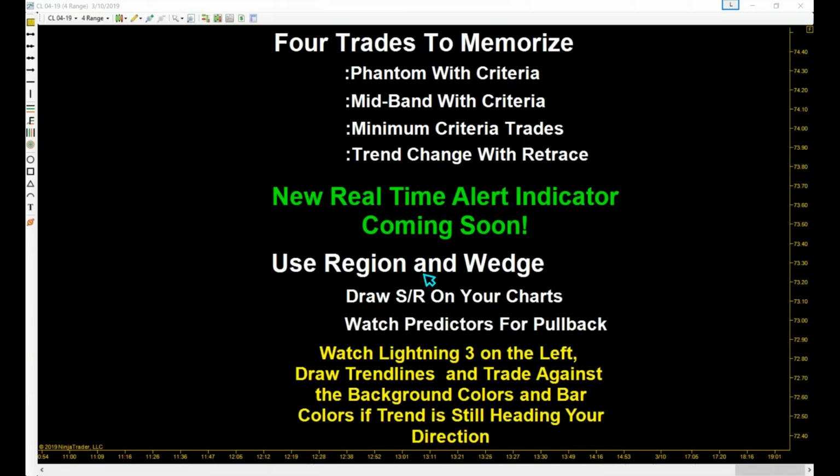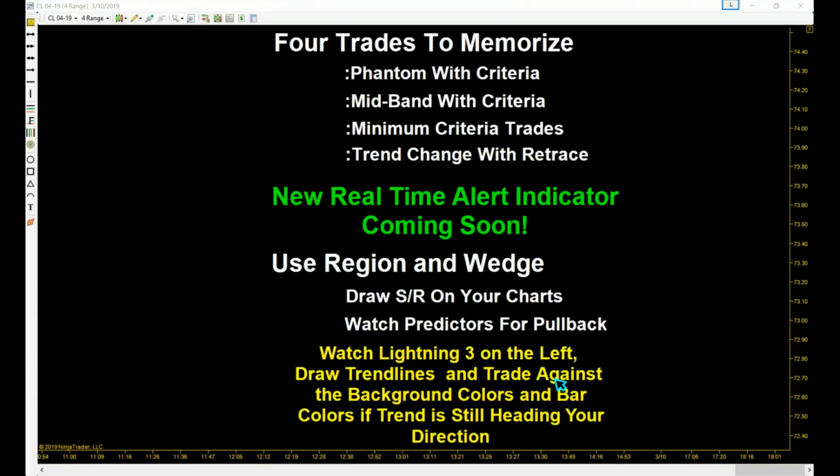All right. Now, you want to use your region and your wedge a lot of times. That's what I like to use personally. You always want to draw your support and resistance on your charts, and you watch the predictors for pullbacks. Okay? And as far as the trend change goes, watch Lightning 3 on the left side of the chart.